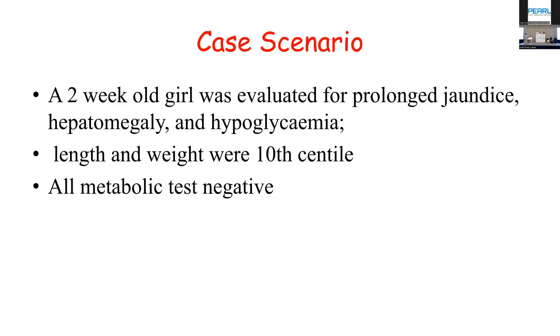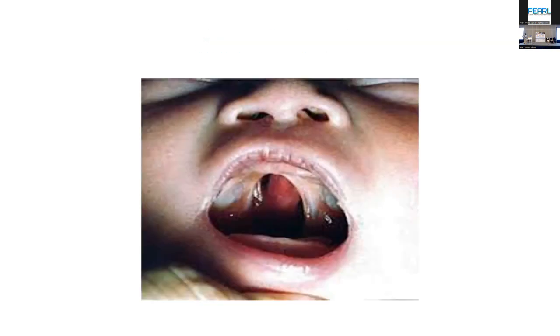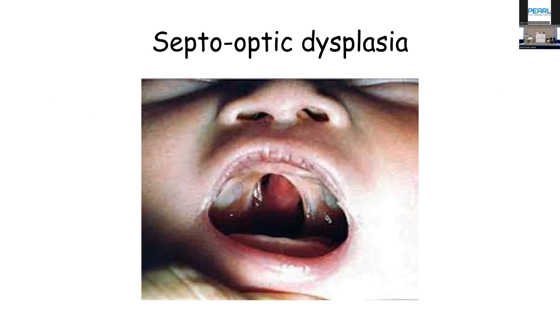So this is the final slide. A 2-week-old girl child with prolonged conjugated jaundice, hepatomegaly, and hypoglycemia. You have ruled out glycogen storage disease, and the baby is quite tiny. Length and weight are in the 10th centile. All metabolic tests you are doing are negative. Child is hypoglycemic. Child is in your NICU. Think of some endocrine cause. Fantastic. It's septo-optic dysplasia.